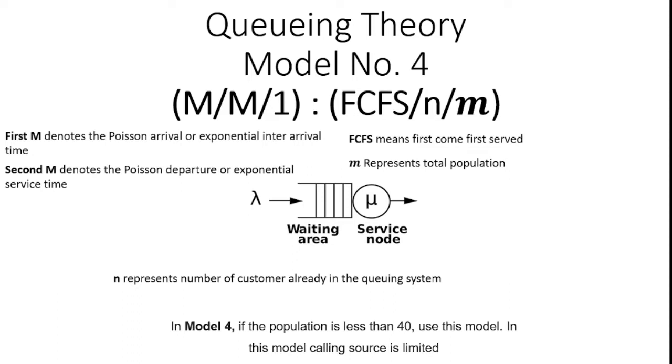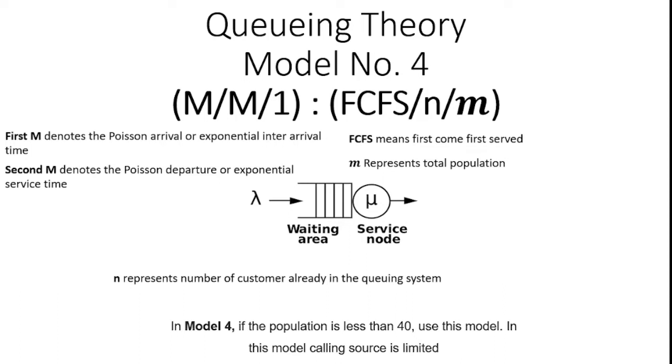Similarly, the Kendall notation has a second M also. The second M denotes the Poisson departure or exponential service time. After that, there is 1 available. One means a single service provider for the customers. And then colon, and again an open bracket is available.